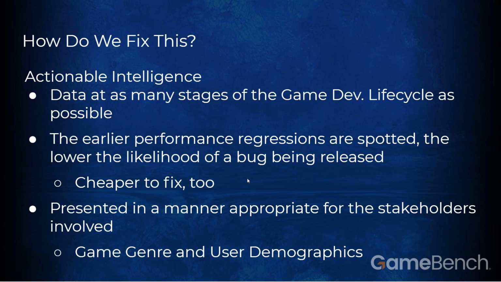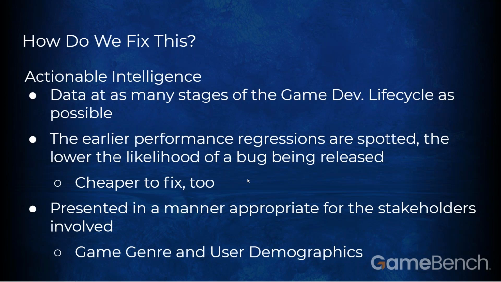It's a lot cheaper because it's fresh on the mind of the developer that caused the regression. And then actionable intelligence has to be actually actionable. It has to be relevant to the party that's looking at it. So for a developer, they may want to see that their CPU usage is over 10%, 15%, and they can go back and look and see, oh, I added this very complex physics calculation and it's really spiking up my CPU usage.